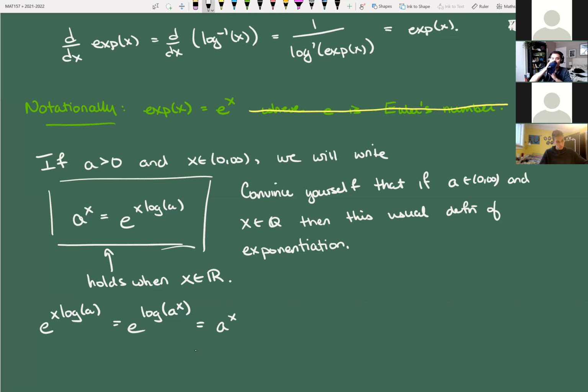May I ask a question? Like when you write e to the power of x log of a, well, you already have real numbers. You see what I mean? Sure, x is a real number and x is an exponent there. So no. Okay, hold on. Let me write it slightly differently so it's not an exponent.